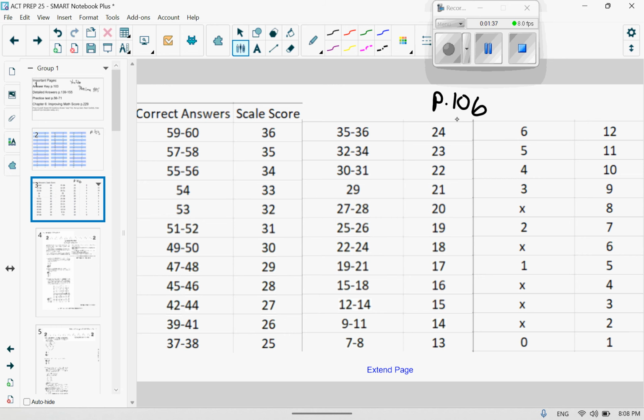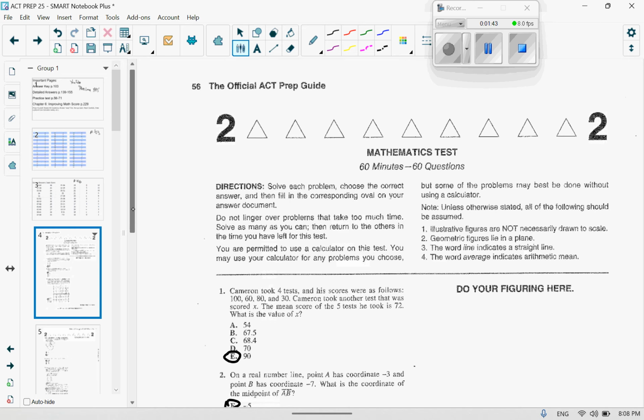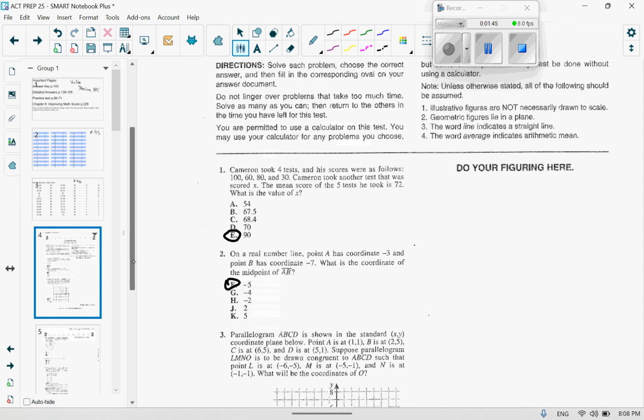But that all being said, let's do some problems here. As I already showed you the answers, my answers are going to be circled, but we're going to go through the work. So for example, Cameron took 4 tests. His scores were as follows: 100, 60, 80, and 30. And then the fifth one was X. If the mean score of the 5 is 72, find the value.